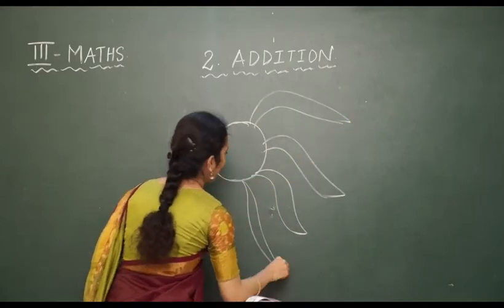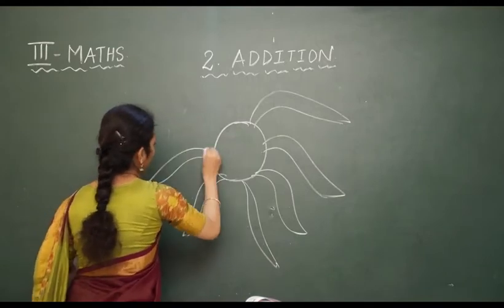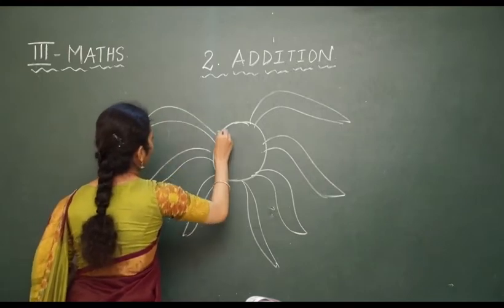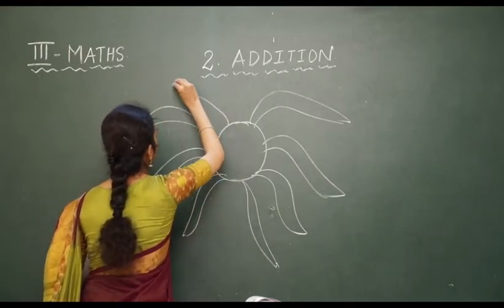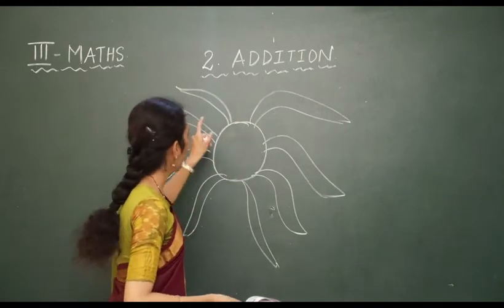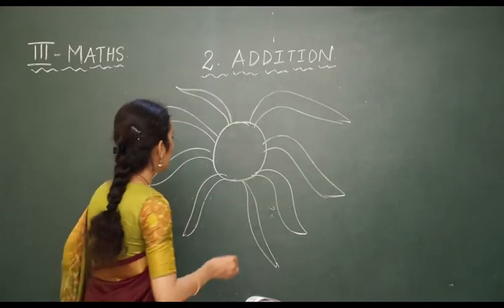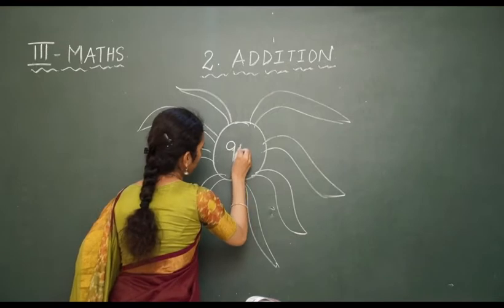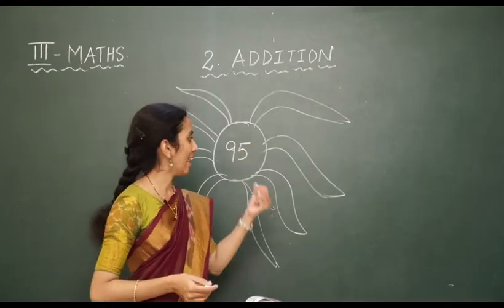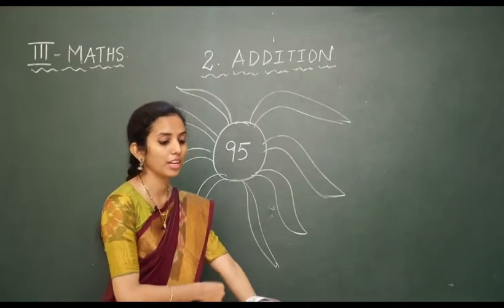Imagine this is a spider with 8 legs. 1, 2, 3, 4. So this is a spider with 8 legs. 1, 2, 3, 4, 5, 6, 7, 8. And in the middle is the number, that is 95. So what are the different ways that we can represent the number 95?